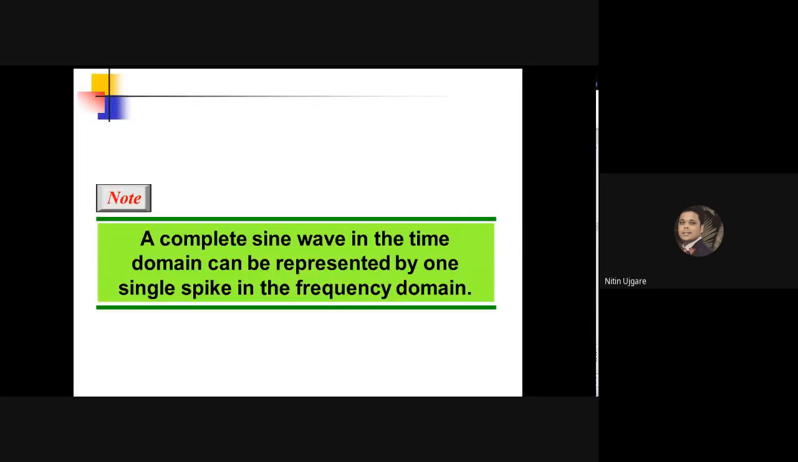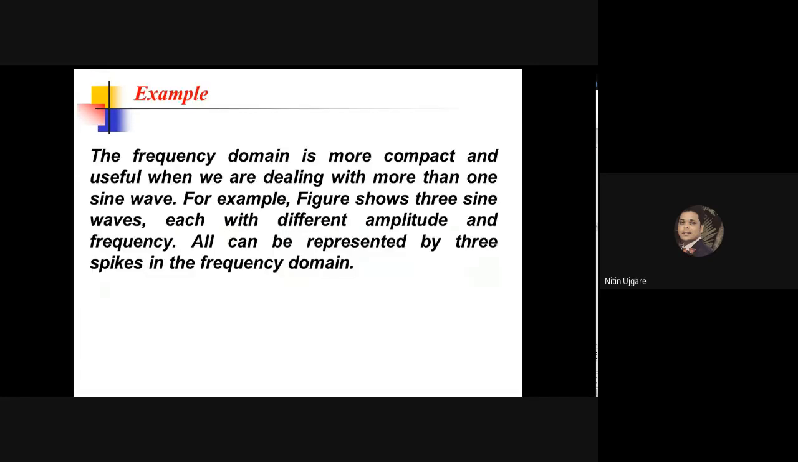A complete sine wave in the time domain can be represented by one single spike in the frequency domain, which I have shown you. The frequency domain is more compact and it is useful when you are dealing with more than one sine wave. So it is better to represent the signal in the frequency domain when you are representing a composite signal, that is, multiple sine waves.